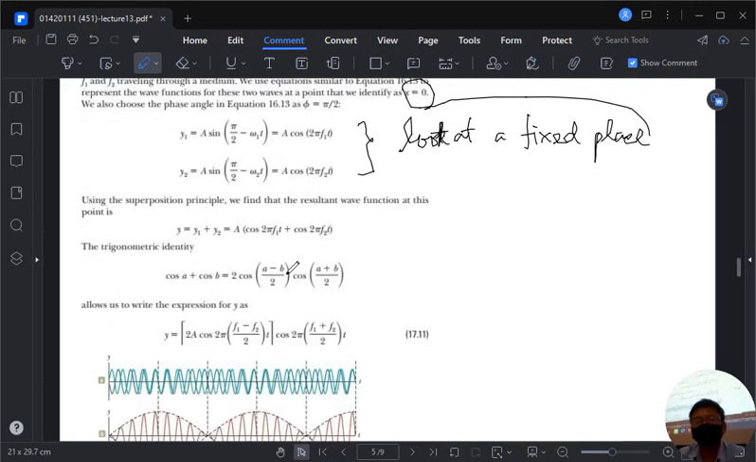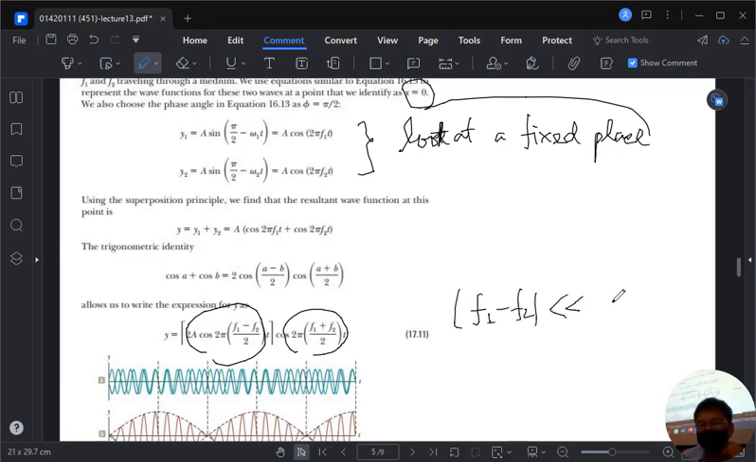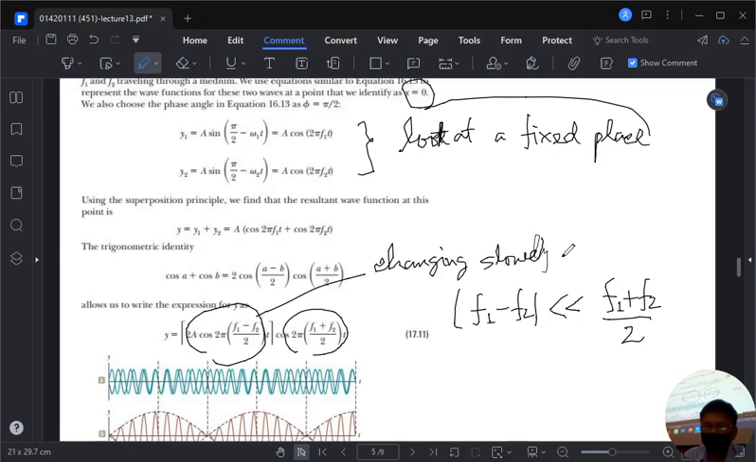We combine them to get the envelope times this. Okay, actually this is wrong, right? It's a miss. Oh, okay. Well, it's not wrong. Actually, they are both depending on frequency, but the difference in frequency is much smaller than the frequencies themselves. When that happens, this part is oscillating very slowly, changing slowly. The other part is oscillating very fast.